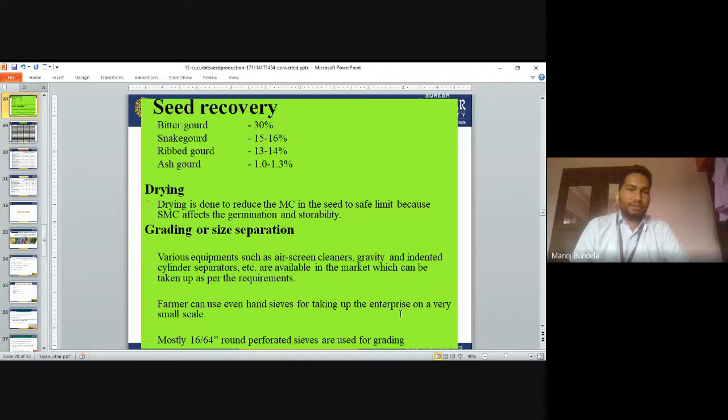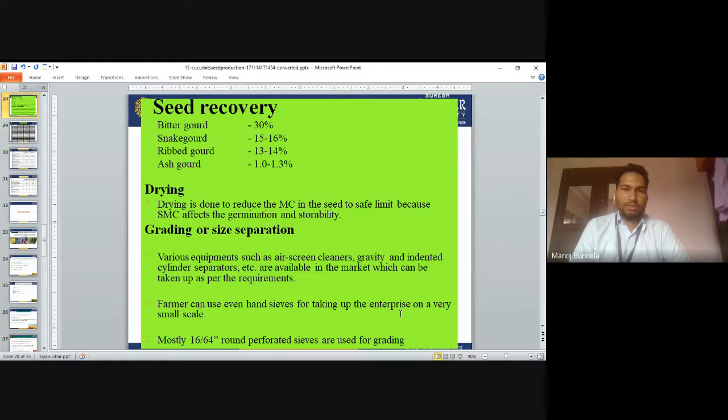Seed recovery percentage. In beetle gourd, the seed recovery percentage is 30%. In snake gourd, the seed recovery percentage is 15 to 16%. In ribbed gourd, it is 13 to 14%, and in sponge gourd, it is 1 to 1.3%. So these are the seed recovery percentages.